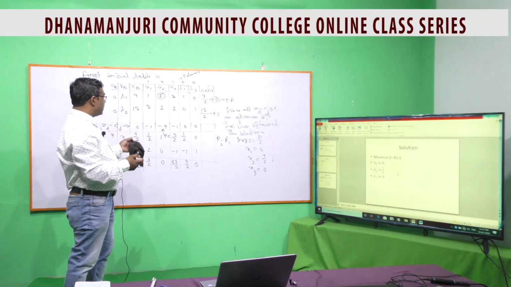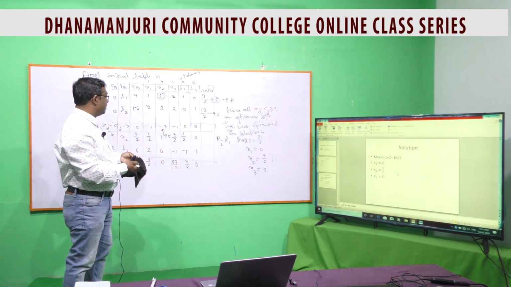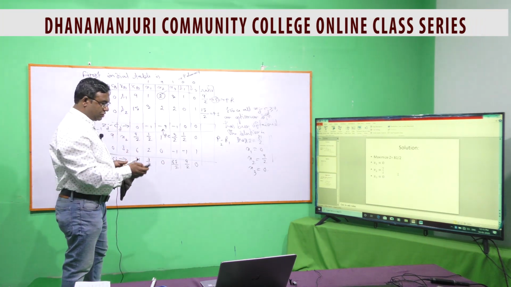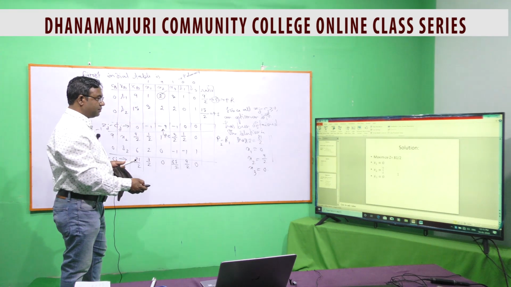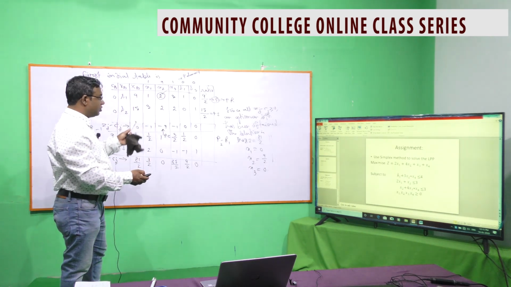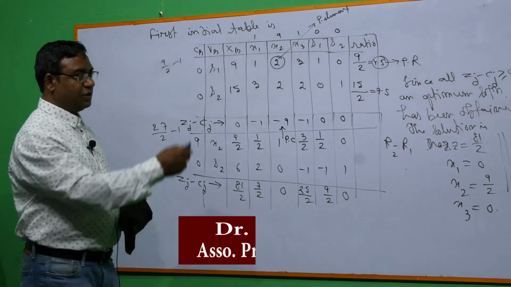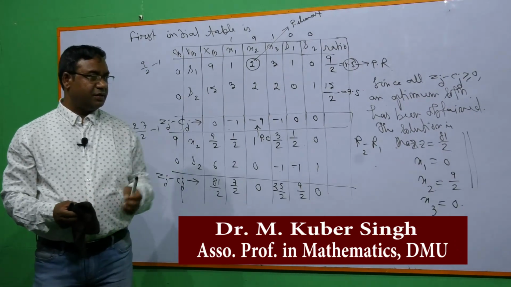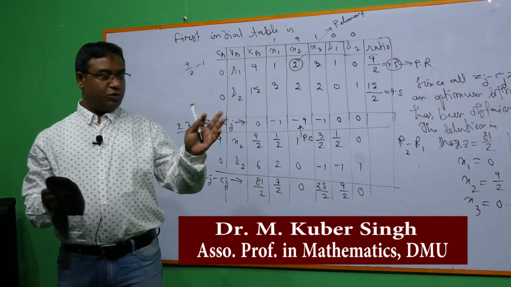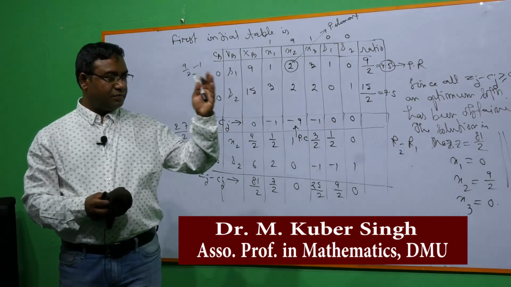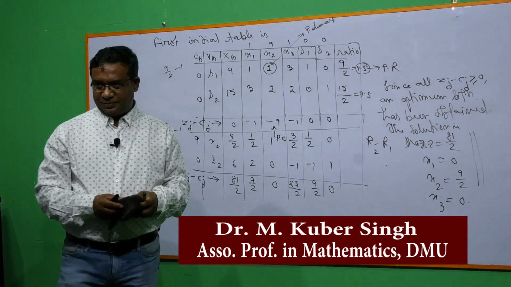So this is the method for solving an LPP problem. You try to understand this problem, then if you know this solution, you can try one problem. So you try this problem and try to find out the optimum solution.